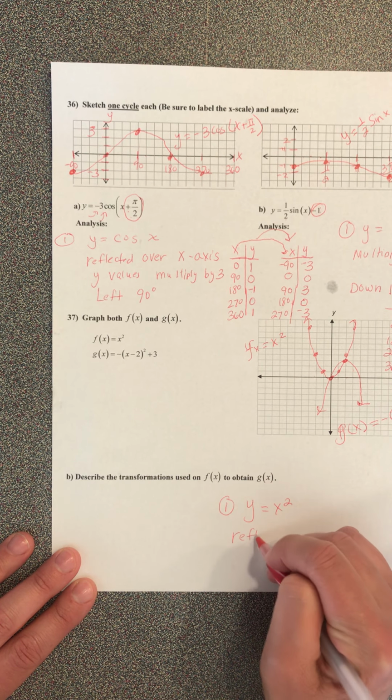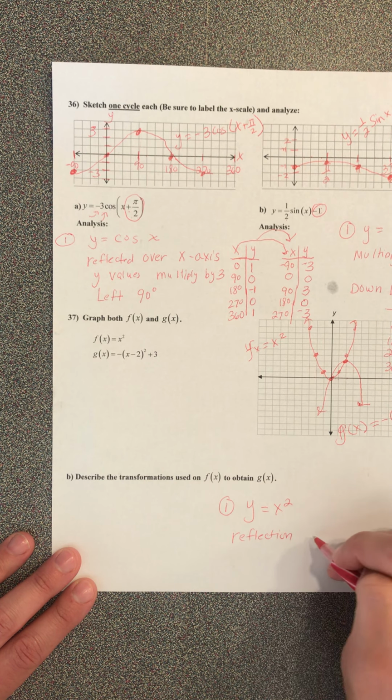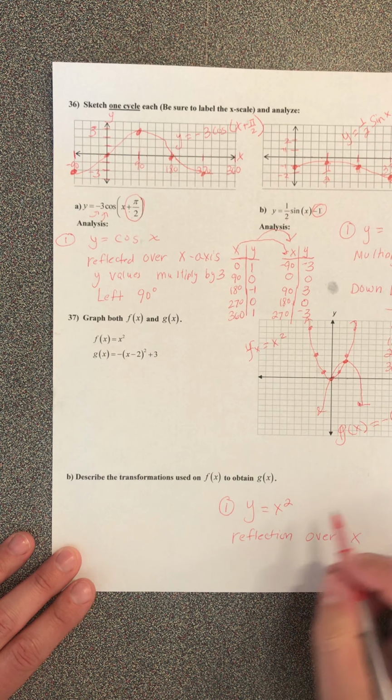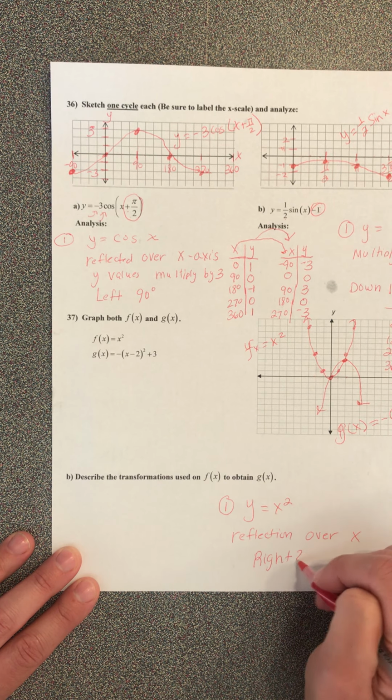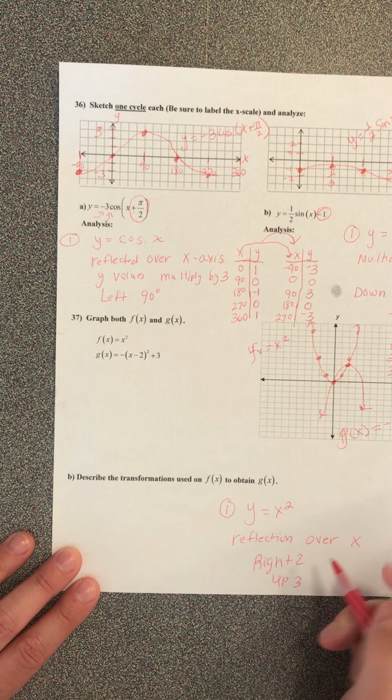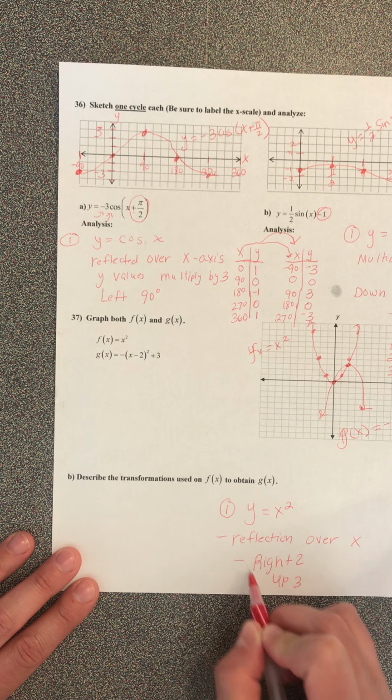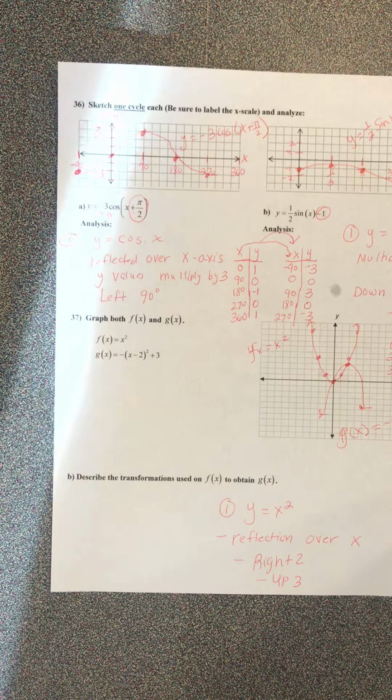We have a reflection over x. Right 2, up 3. Okay, so those are the 3 transformations that happen.